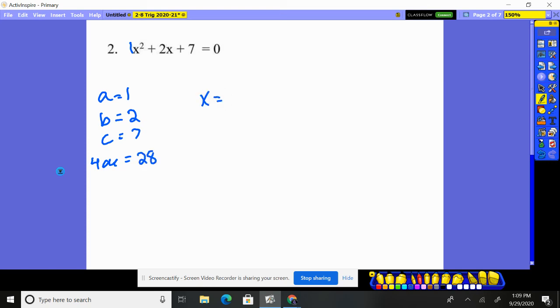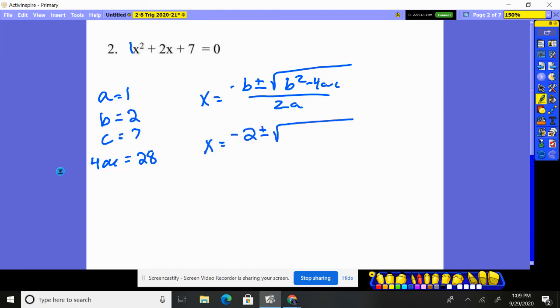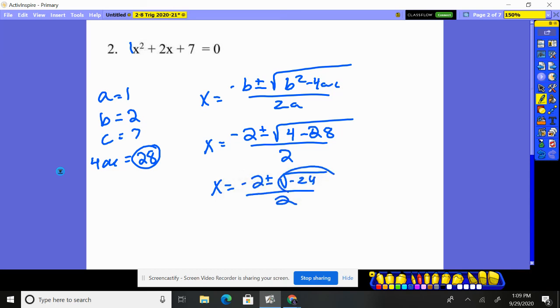So x is equal to the opposite of B plus or minus the square root of b squared minus 4AC, all over 2A. So opposite of B, opposite of 2, plus or minus the square root of b squared, 2 squared, which we'll just write 4, minus, we've already done 4ac, 28, all over 2 times a, 2. So we get x is negative 2 plus or minus the square root of negative 24 over 2.